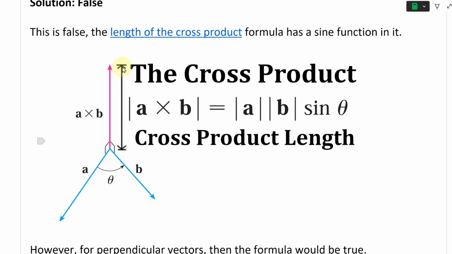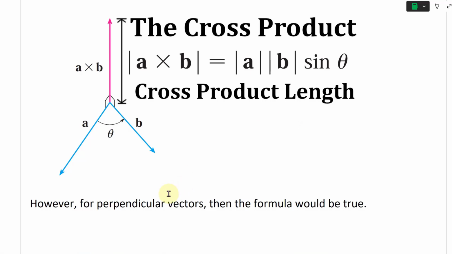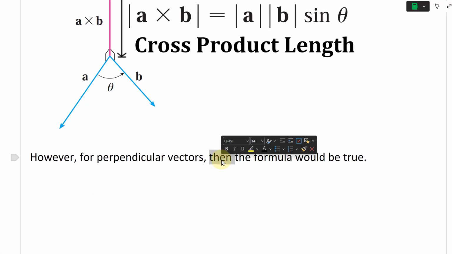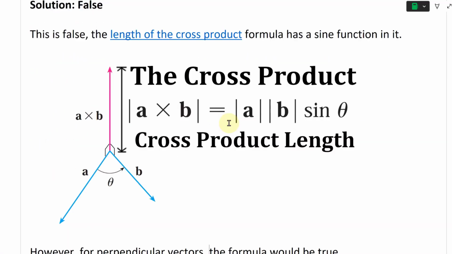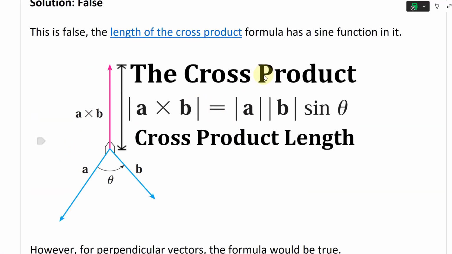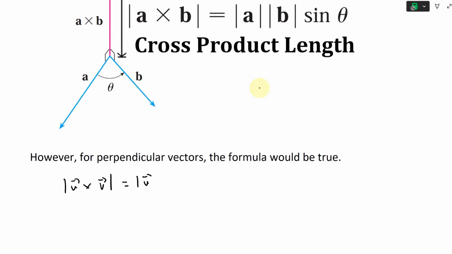This is the length of it from the bottom part to the top, and that has a sine theta. However, for perpendicular vectors, the formula would be true. For perpendicular vectors, this formula right here would be true, because if they are perpendicular, then theta is equal to 90 degrees. So what we'll have is u cross v, for perpendicular vectors, equals the magnitude of u, and then v, and then sine 90 degrees. If we recall, that just equals 1.